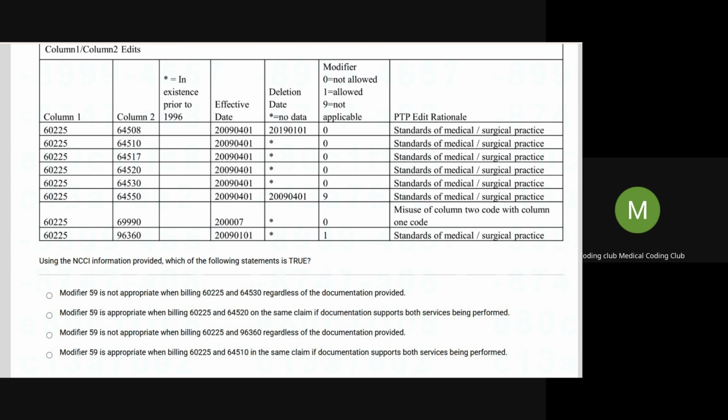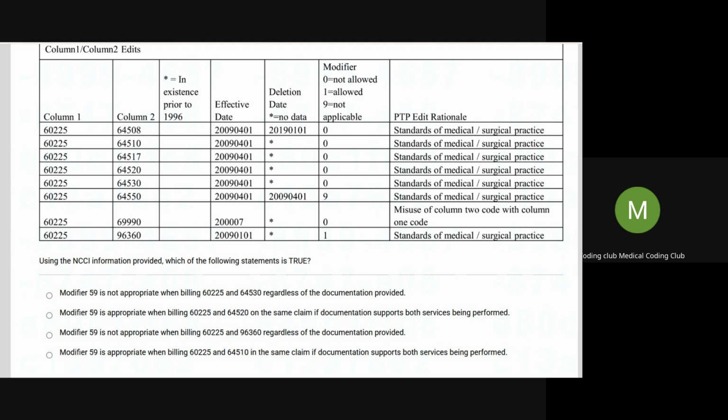Okay, but in the option they said is not appropriate, so you have to eliminate that also. Then comes option B, modifier 59 is appropriate when billing 60225 and 64520. Okay, 64520, this one. Again, you are getting indicator 0, so you cannot use modifier 59 here. So eliminate option B also.